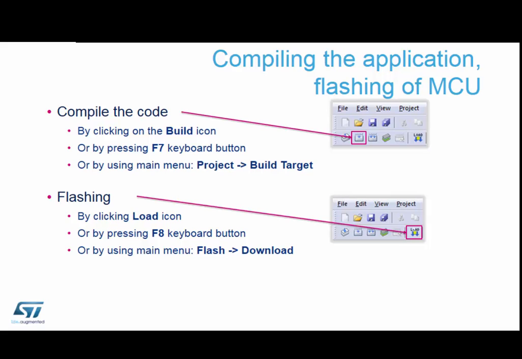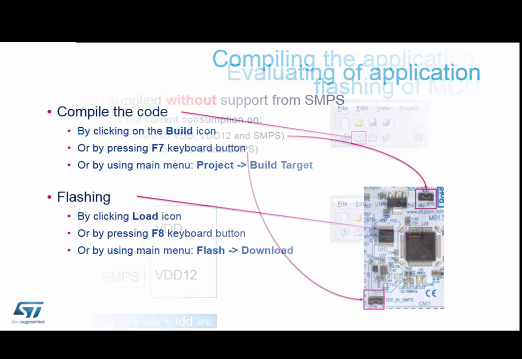Once the compilation is done, and it will take some seconds to do it, you can connect the Nucleo kit with a USB cable, and then you can flash the microcontroller. You can do it also by icon or by pressing the F8. After flashing the microcontroller, please press the reset button, and as a result, you should see that LED is blinking. Great. So now it's time to measure the current consumption.